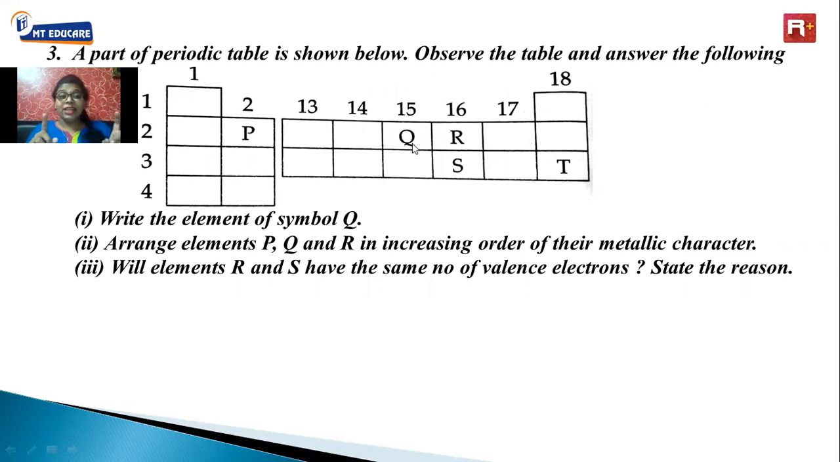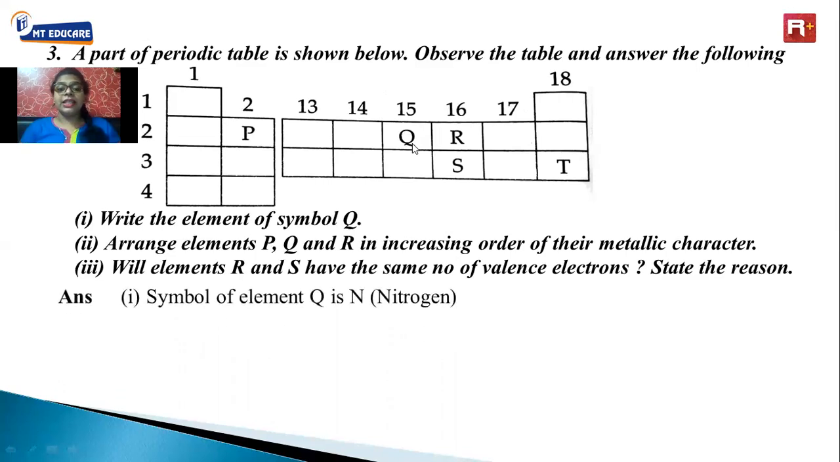So Q is the seventh element, and we have already seen the shortcut for the elements, that is the first 20 elements. So let's count: H, He, Li, Be, B, C, N. N stands for seventh, that is nitrogen. So the symbol will be N, nitrogen, the seventh element. Next, arrange the elements P, Q, and R in increasing order of their metallic character.